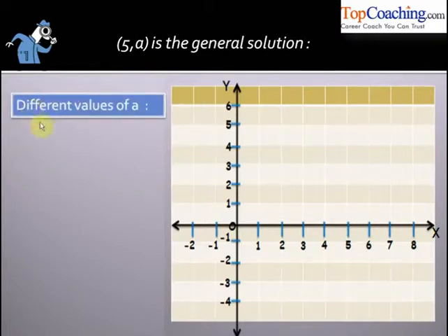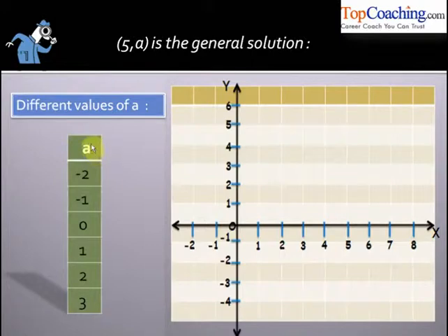Now we are going to take different values of a. If we take a equal to minus 2, minus 1, 0, 1, 2, 3, therefore we can take different values of a because a is a real number. So the solutions would be (5, -2), (5, -1), (5, 0), (5, 1), (5, 2), (5, 3), and so on.